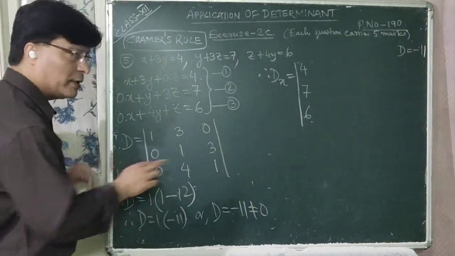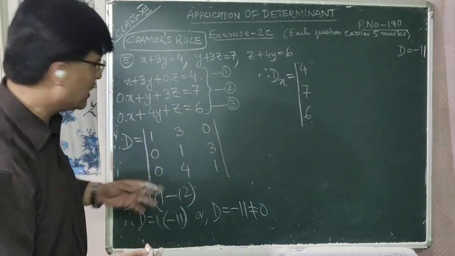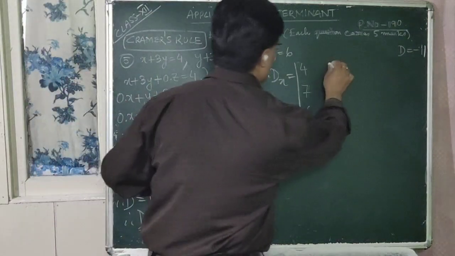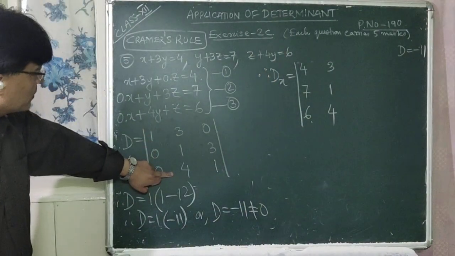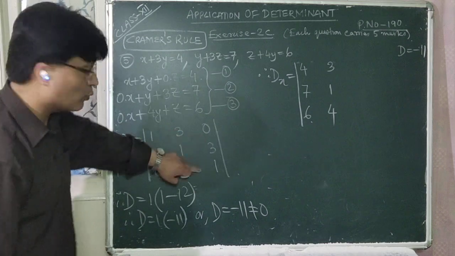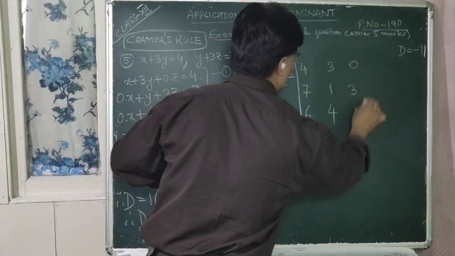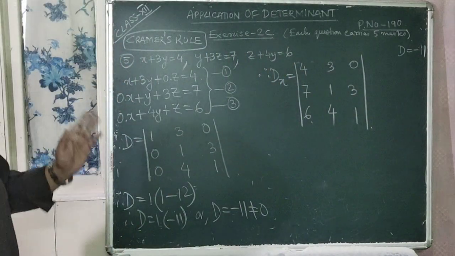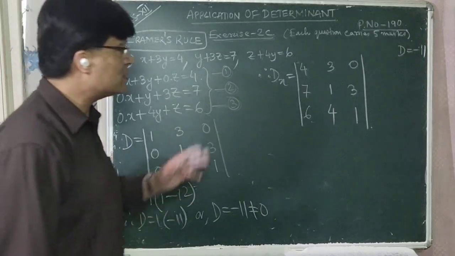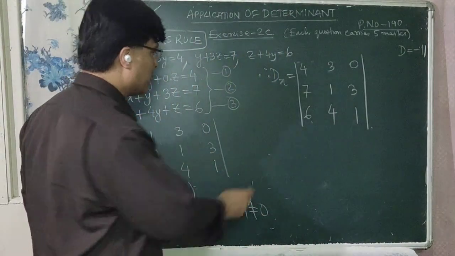And you have to keep the second column and the third column the same. So it is 3 1 4, right? And then 0 3 1. The third column remains the same, 0 3 1, right? Now let us expand it with respect to the first row, because in the first row one of the elements is 0. You can easily expand it.